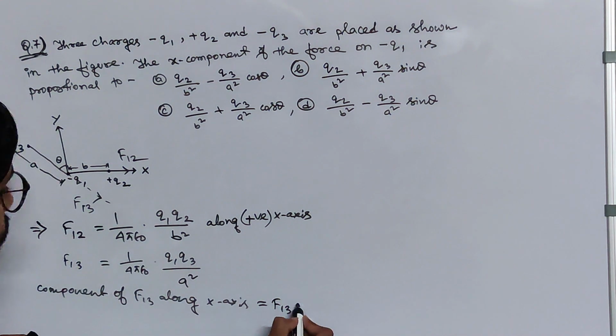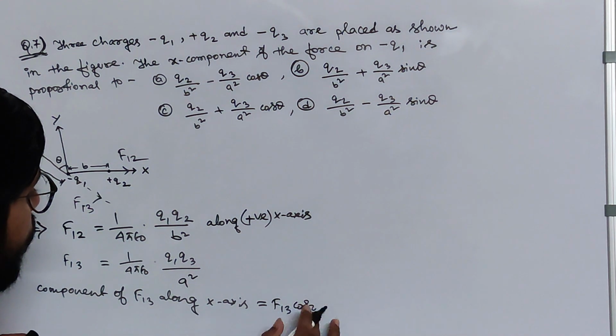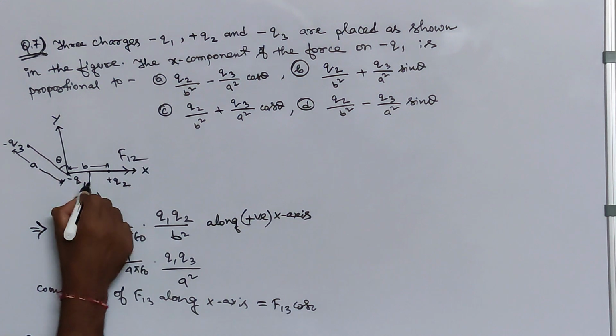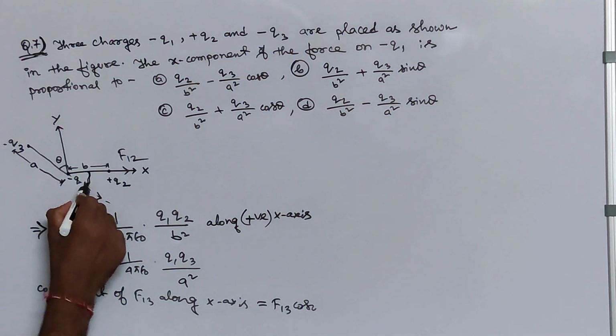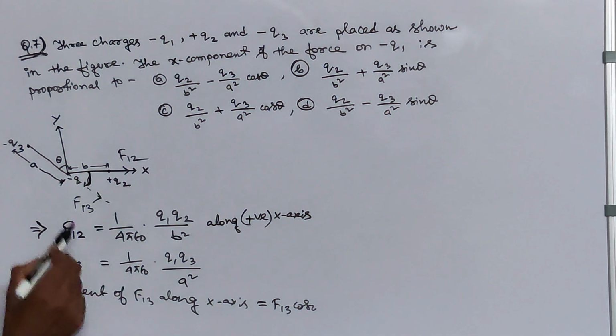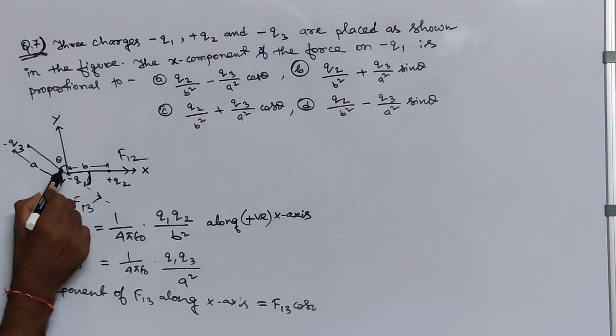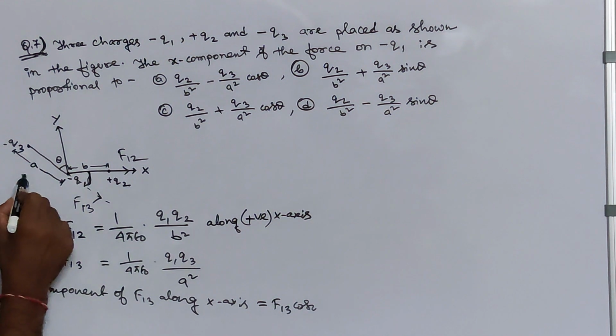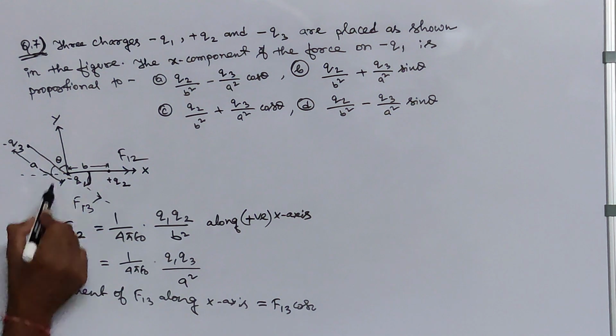So if I want to find the component of F13 along the x-axis, it will be nothing but F13 cos of this angle. What will be that angle? If this is theta, then this is 90 minus theta, right? Because if this is theta, then this is 90 minus theta.